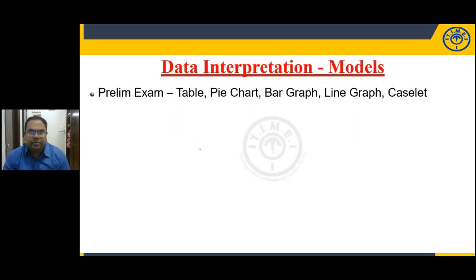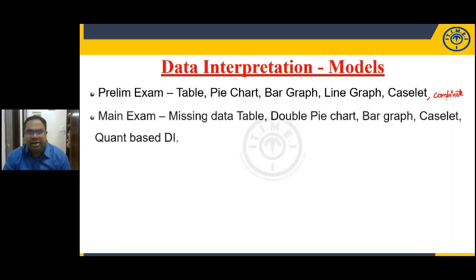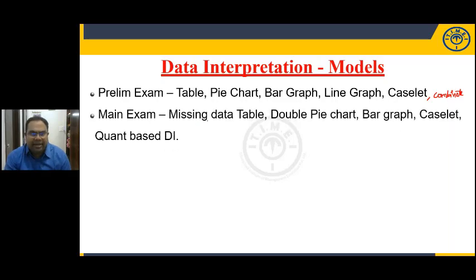DA, I explained there are different models: tables, pie charts, bar graphs, line graphs, caselets. Then we also have in the main exam combination DA graphs: two tables, two pies, pie plus table, like that. Then you will have main exam double pie chart. This is what I was talking about. Recently we got one bar graph caselet.